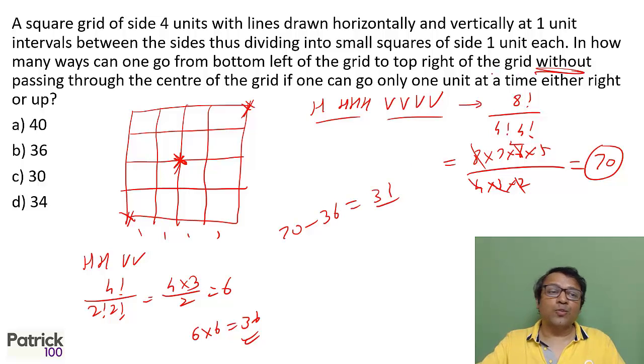Okay, then without passing through the center, so 34 ways, that option. That will be the answer.